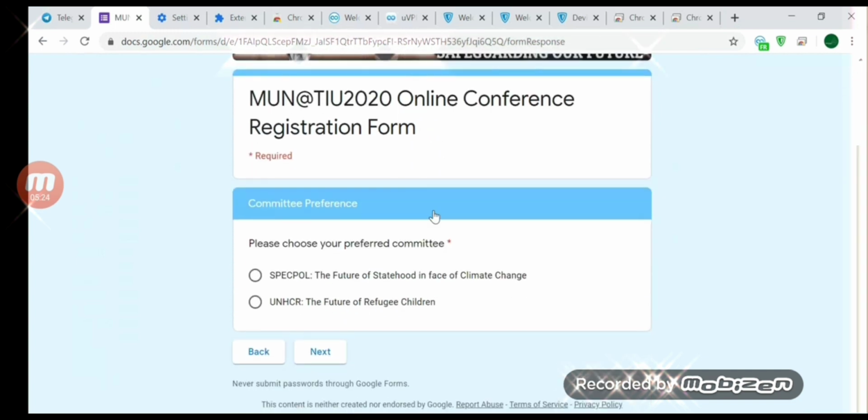Alright, so what's your preferred committee? What interests you the most? It's a really important question. Do you want to be in the Spec Poll Committee and discuss the future of statehood in the face of climate change, or do you want to be in UNHCR in order to discuss the future of refugee children? I personally want to be in the second committee, so I'm putting the second committee right here and moving on to the next stage.